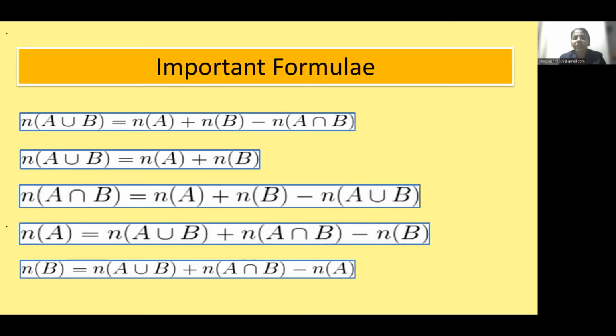n of A intersection B is equal to n of A plus n of B minus n of A union B. ओके, तसंच एन ऑफ ए आणि एन ऑफ बी यासाठी सुद्धा आपण त्याचप्रमाणे पहिला जो लॉ आहे त्याच्यामध्ये राईट हँड साइडला फक्त एन ऑफ ए आहे तसाच ठेवून आपण काय केलेलं आहे, n of A is equal to n of A union B plus n of A intersection B minus n of B असं कन्व्हर्जन त्याचं केलेलं आहे. आणि n of B is equal to n of A union B plus n of A intersection B minus n of A असं त्याचं कन्व्हर्जन केलेलं आहे.